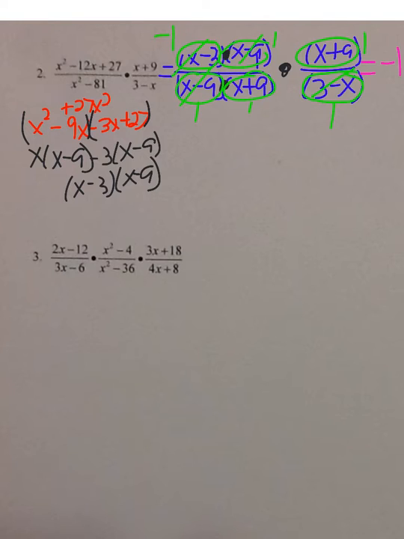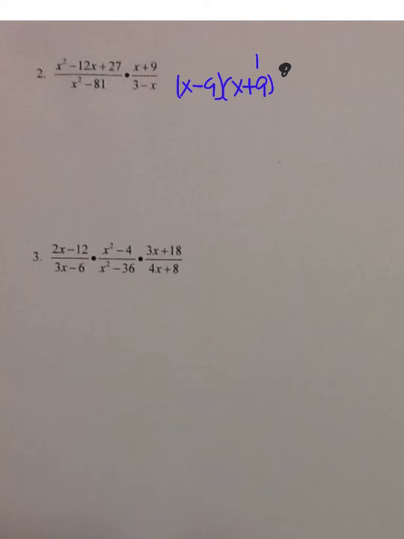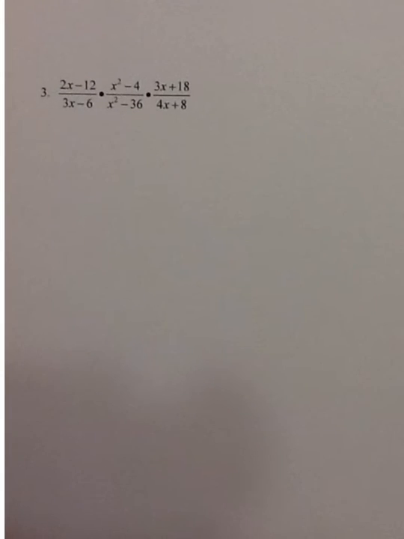All right, so let's take a look at number 3. I'm going to start factoring. So 2x minus 12, there's a GCF. The GCF is 2 times (x minus 6). In the denominator, 3x minus 6, there is a GCF, and that GCF is 3, and then I get (x minus 2).